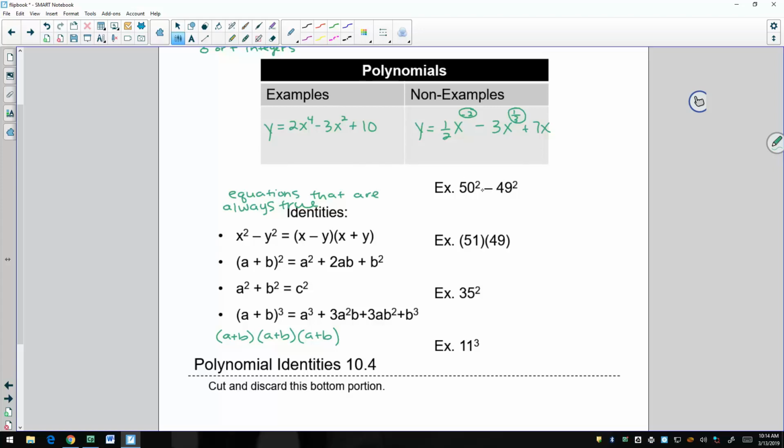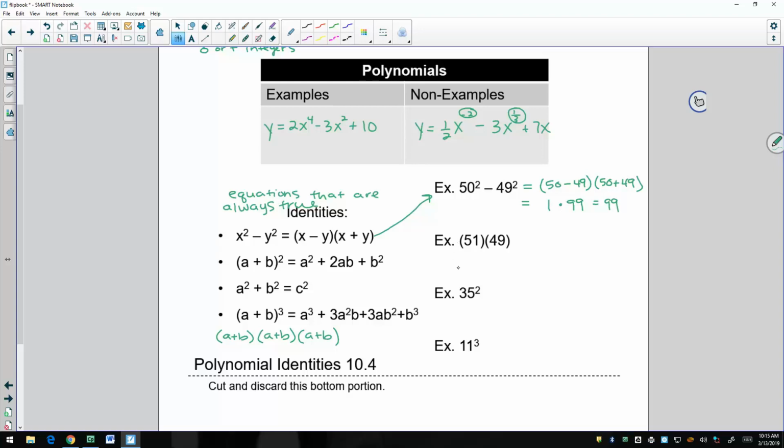So the first one, we are going to use this first identity to evaluate 50 squared minus 49 squared without using a calculator. So if I use this first identity in the first example, my x is 50, so this factors to be 50 minus 49, and then 50 plus 49. Well, you can do those in your head pretty quickly. 50 minus 49 is 1. Times 50 plus 49 is 99. 1 times 99 is 99. So you just did 50 squared minus 49 squared without a calculator.